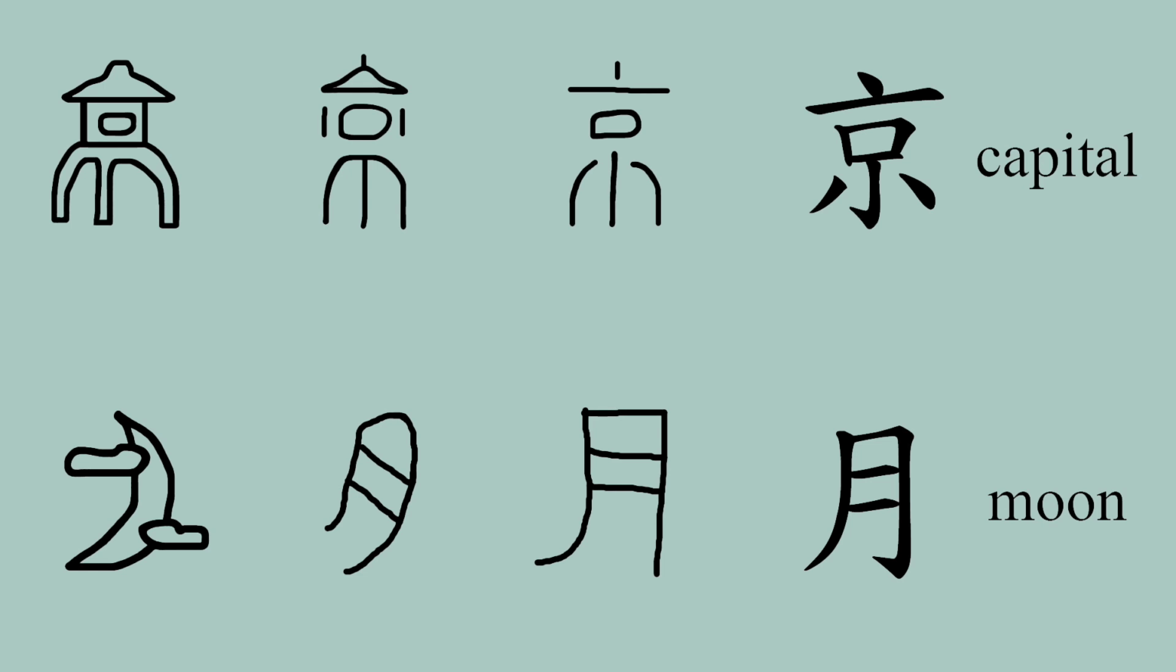Next, let's take a look at the formation of how to write moon. You can see a half moon, partially covered by two clouds. As it became simplified and squared off over time, it gradually obtained its present form, as you can see.